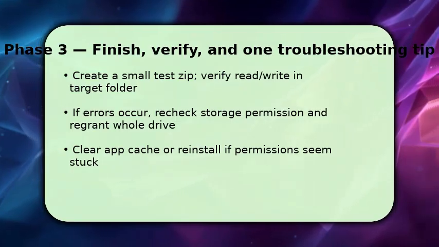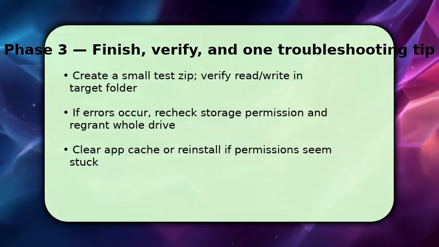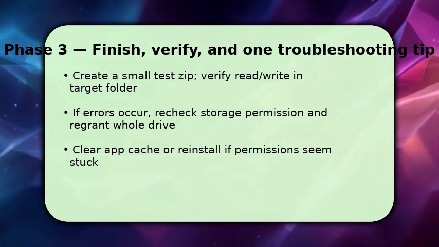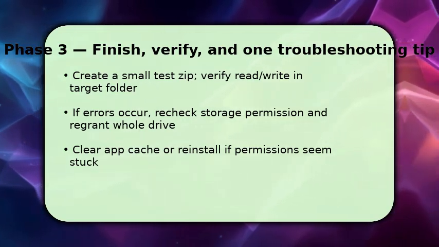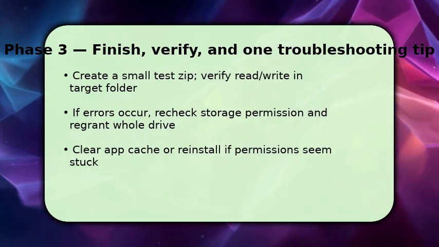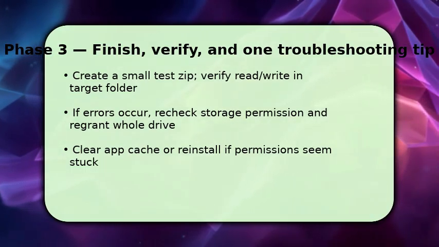Finally, verify everything by creating and extracting a small test archive in the folder you need. You want to confirm read and write work end-to-end. If you hit errors, go back and re-grant whole drive access. Sometimes the system dialog fails, and you must repeat it.